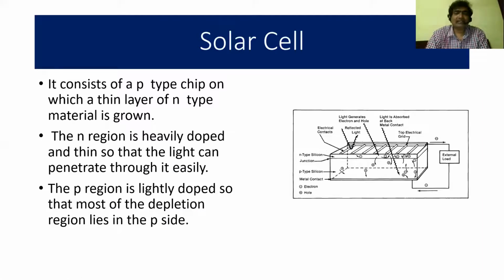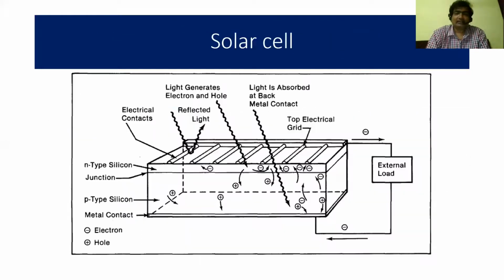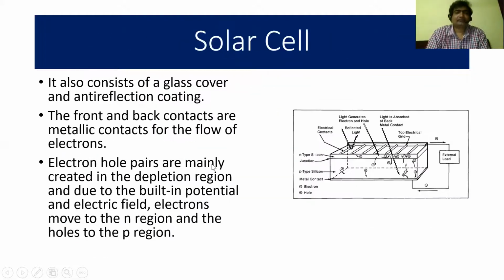The P region is lightly doped, so that most of the depletion region lies in the P side. Here, the P region is very lightly doped. Due to that, this PN junction mostly extends deep into the P region. It also consists of a glass cover and anti-reflection coating. So on the surface, it consists of a glass and anti-reflection coating.